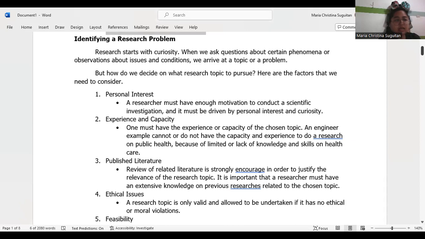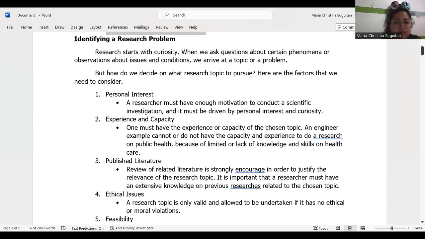Experience and capacity. Okay, as a student nurse, you have your RLE, community and hospital. So you can use that as your research problem, di ba? One must have the experience or capacity on the chosen topic. An engineer, for example, cannot or does not have the capacity or experience to do research on public health because of limited or lack of knowledge and skills on healthcare, okay? So since you are a nursing student, you will use your experience and capacity. Kung ano yung na-experience sa school, pwede sa school, not just in the hospital or community, kung ano yung na-observe nyo, and you can use it in nursing research.